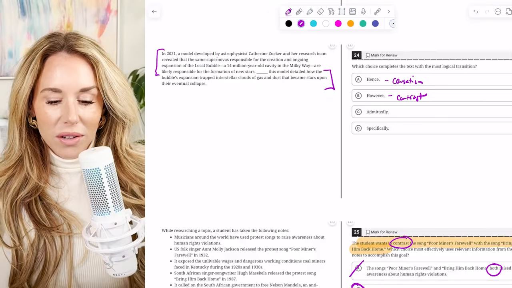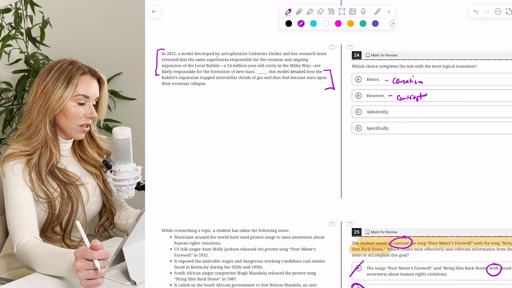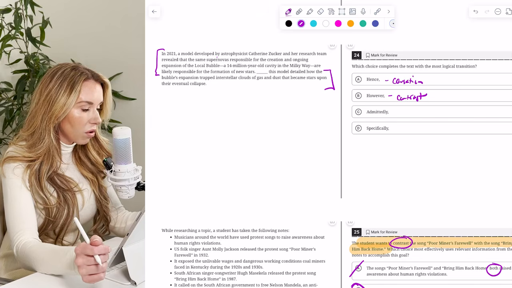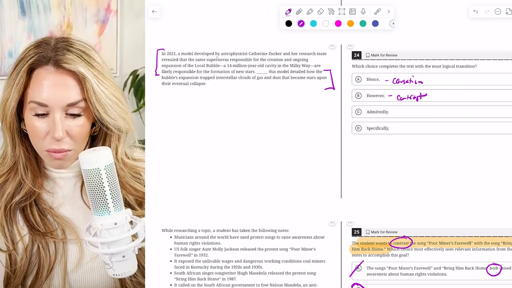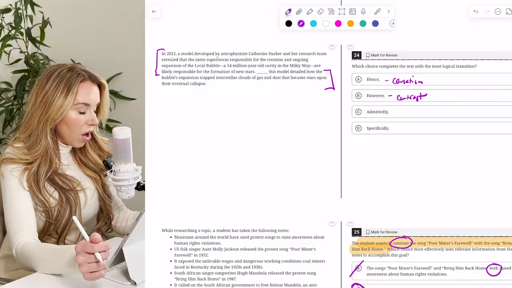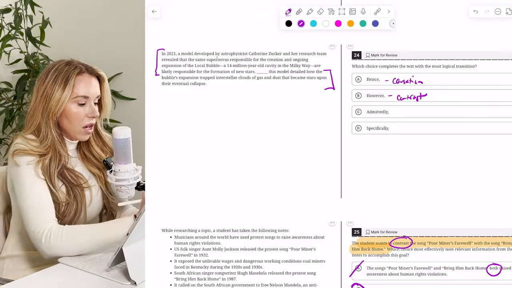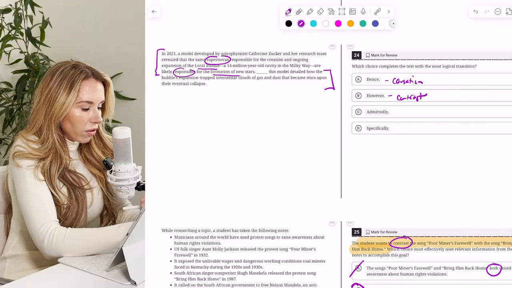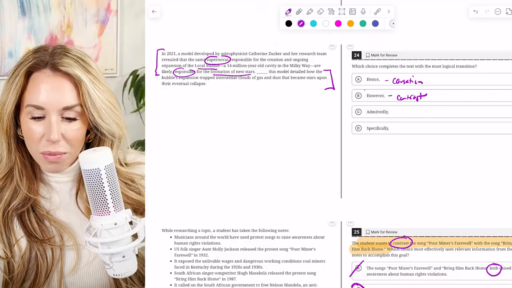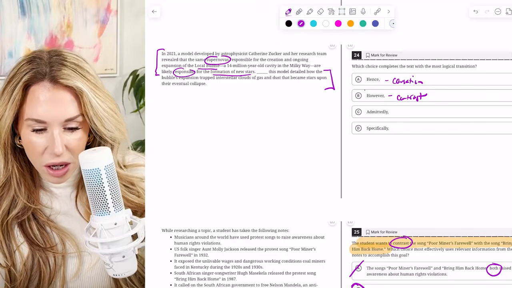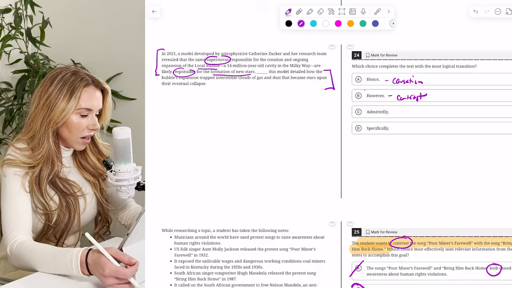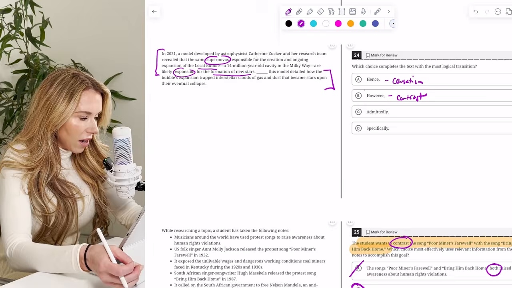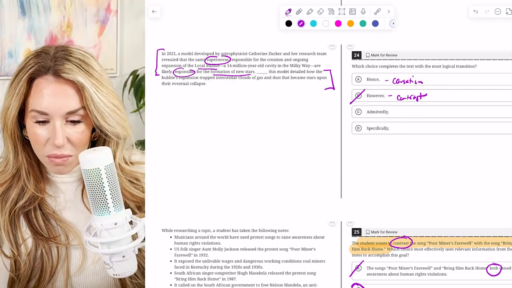In 2021, a model developed by astrophysicist Catherine Zucker and her research team revealed that the same supernovas responsible for the creation and ongoing expansion of the local bubble, a 14 million year old cavity in the Milky Way, are likely responsible for the formation of new stars. Okay, so we've got supernovas responsible for the local bubble, also responsible for forming new stars. Blank, this model detailed how the bubble's expansion trapped interstellar clouds of gas and dust that became stars upon their eventual collapse. Okay, this is not contrasting, so I'm going to get rid of B.